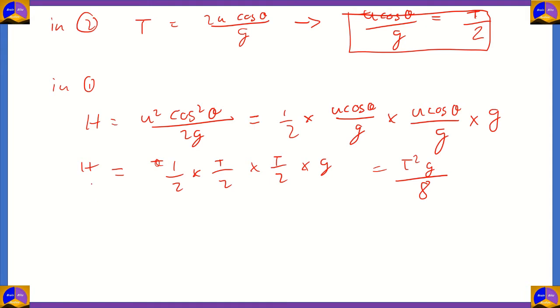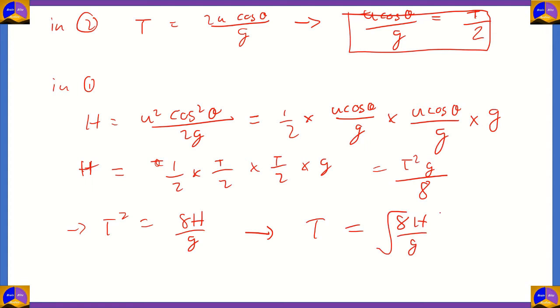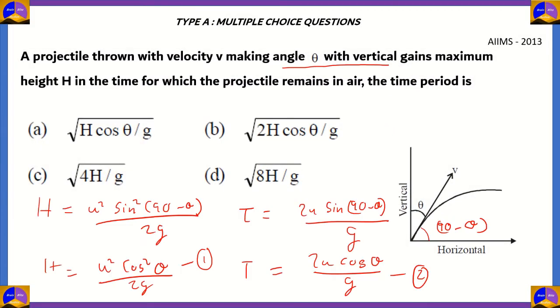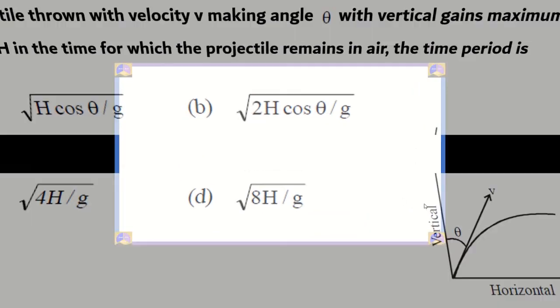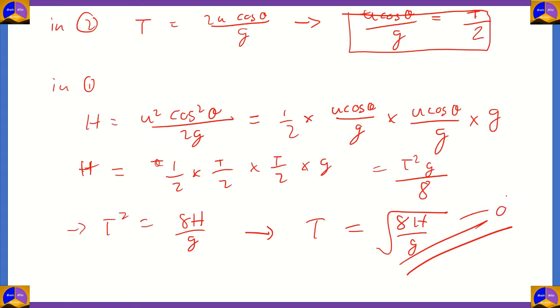So now that we got the value for h, we will now convert this in terms of t. So now t square will be equal to 8h divided by g. We're taking the terms to the other side. And taking square root, you'll get t is equal to root of 8h by g. And this is the right answer. If you look at our options, you see that option D, root of 8h by g, is the right option. Option D.